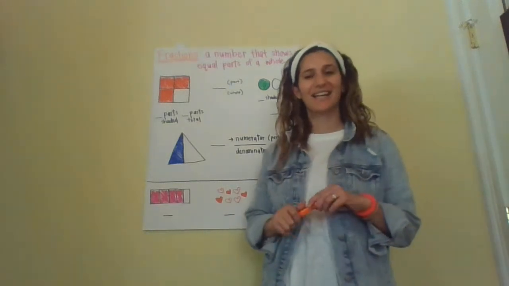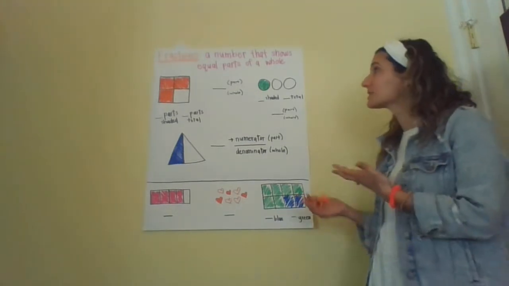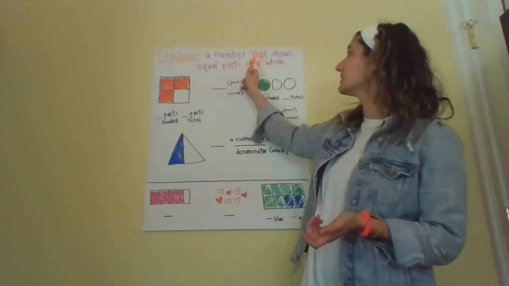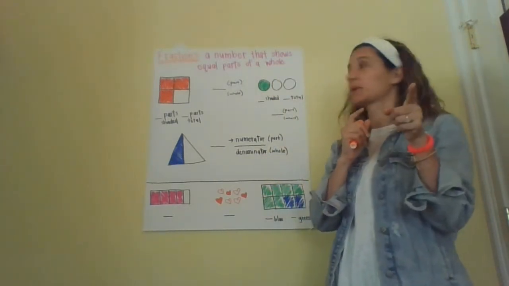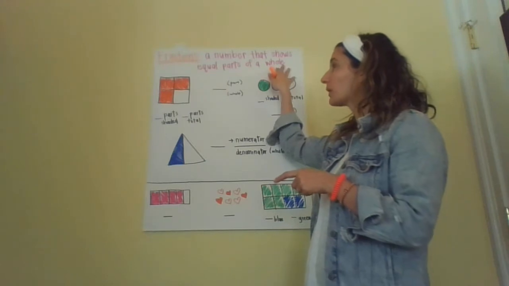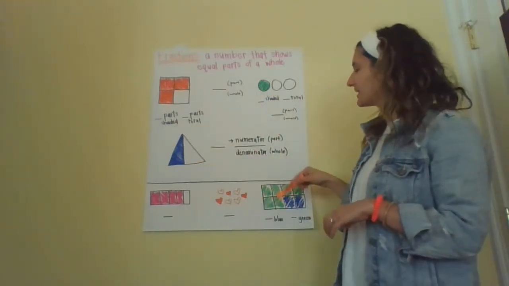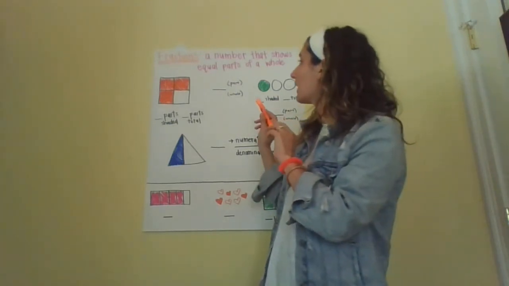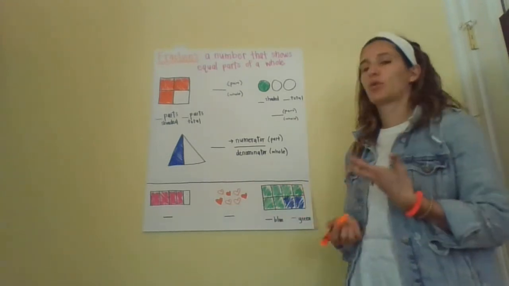Hey, second grade. This week for math, what we're going to be working on is fractions. If you haven't heard that word before, a fraction is a number that shows an equal part of a whole. Equal is really important, okay? Sometimes when we see these shapes, we see that the whole thing isn't shaded in. We see that they're split up into equal parts, but the whole thing isn't shaded in.